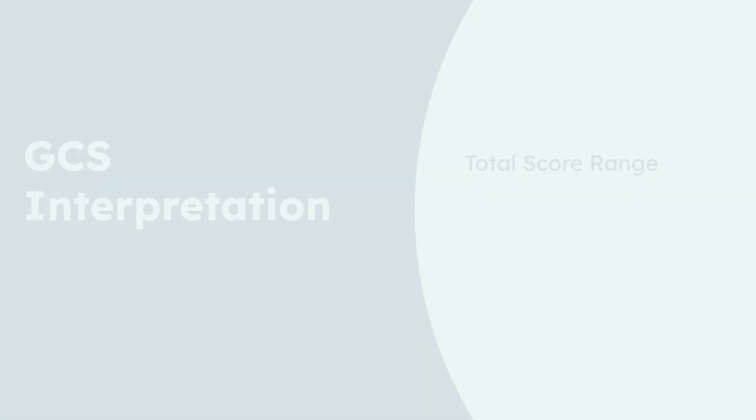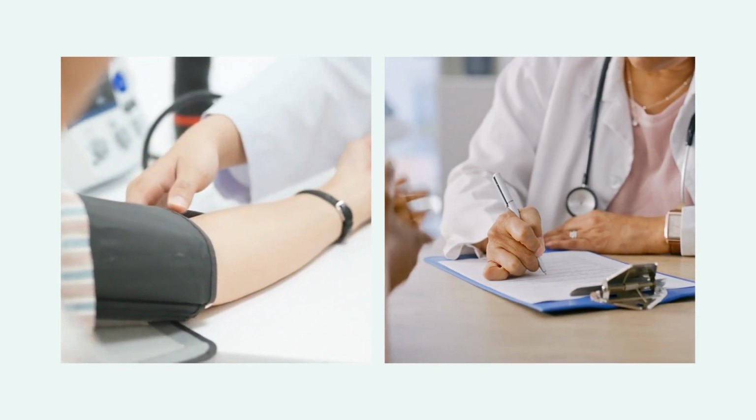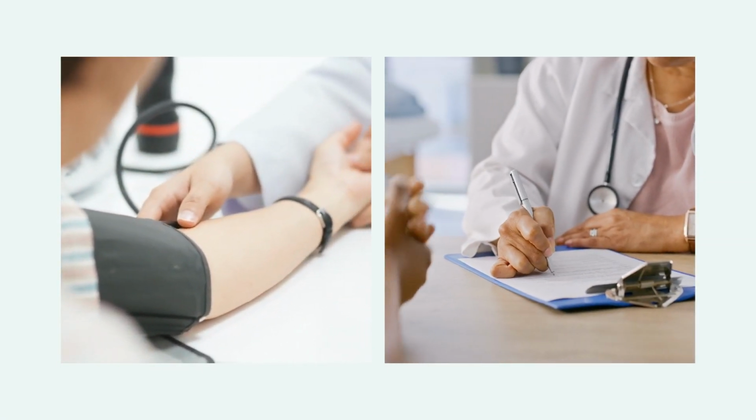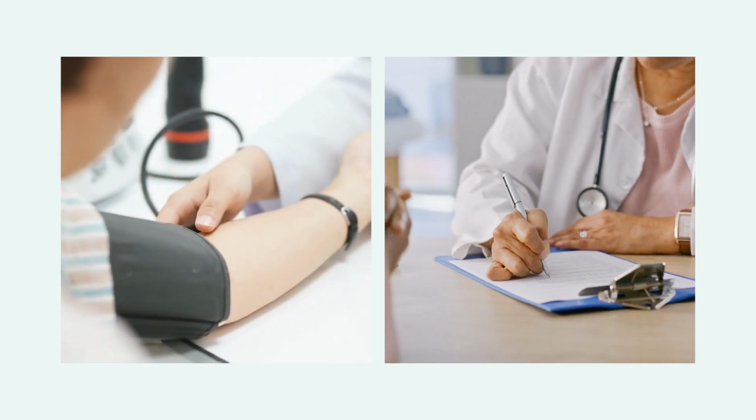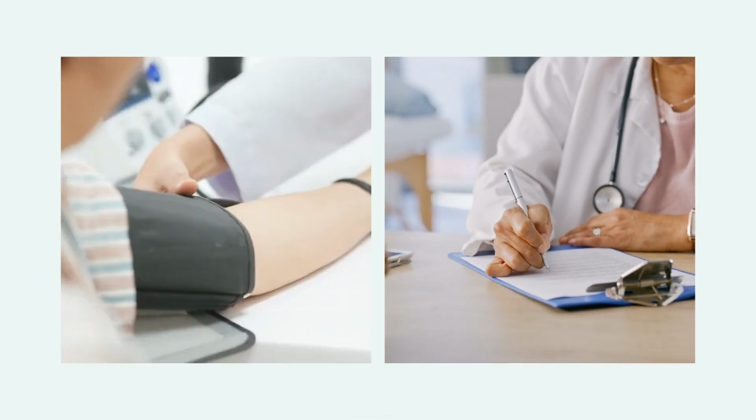neurological insult. The maximum GCS score is 15, indicating full consciousness, and the minimum is 3, signifying a deep coma or death. The total score is a vital indicator in patient care.